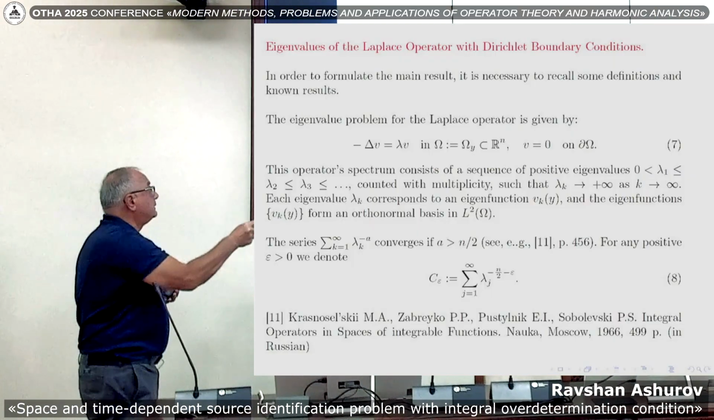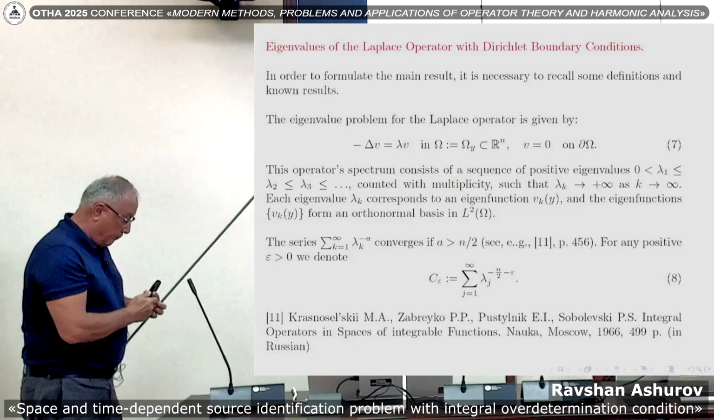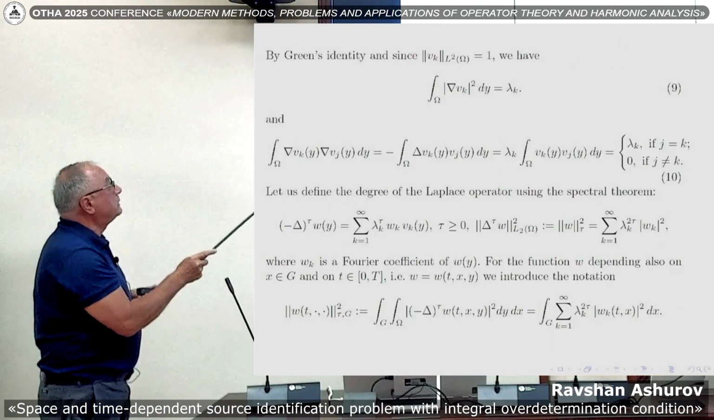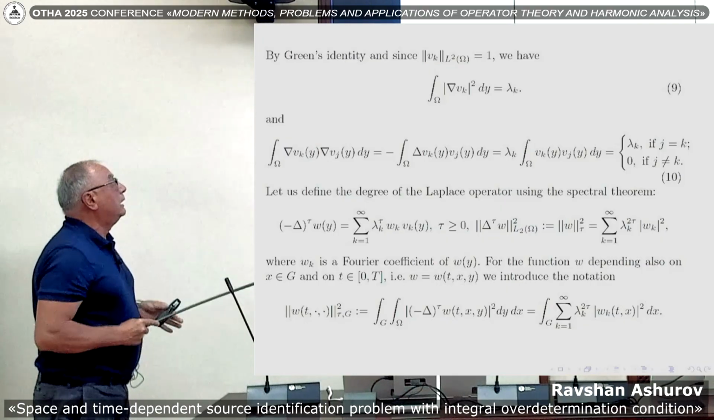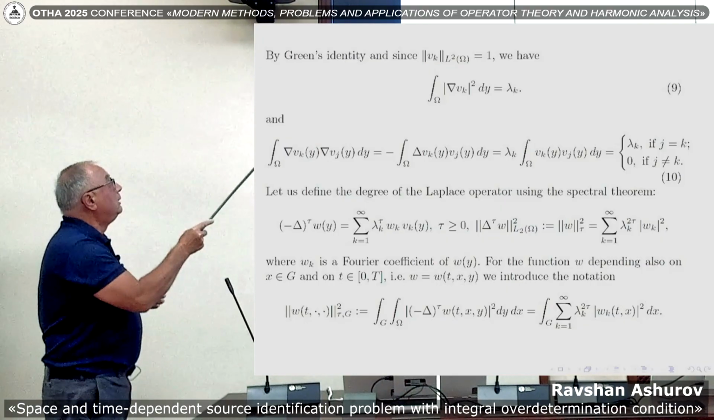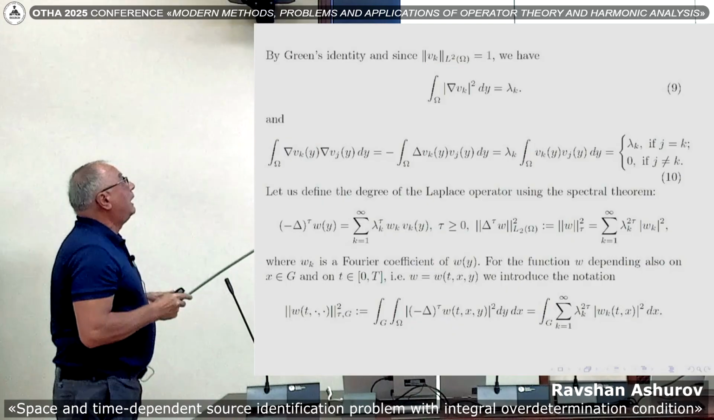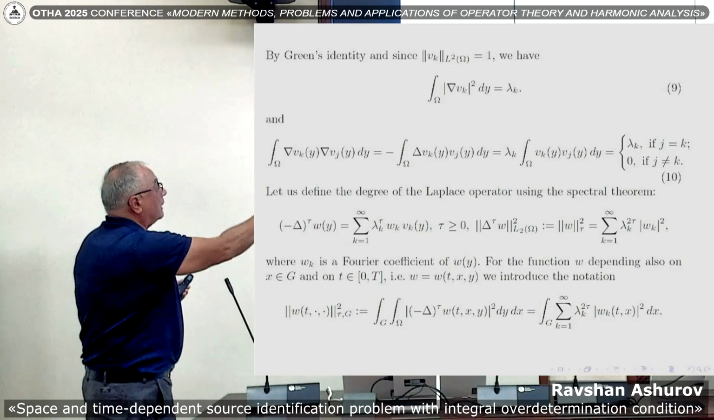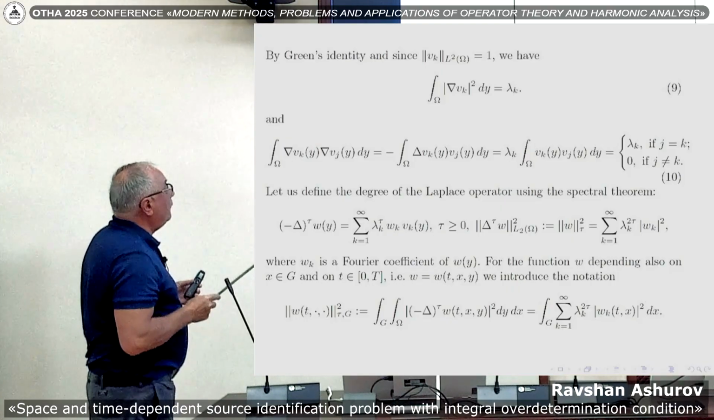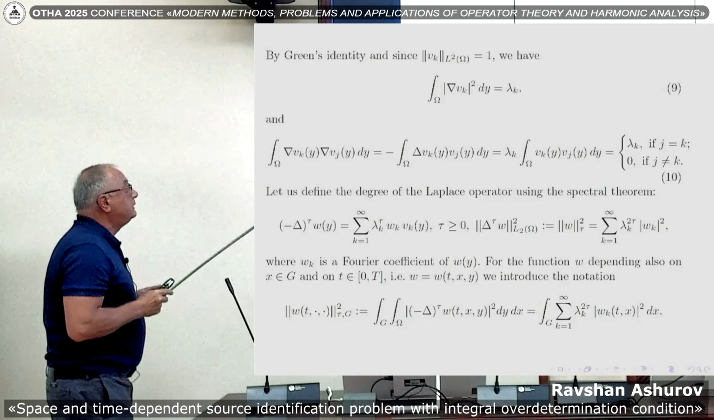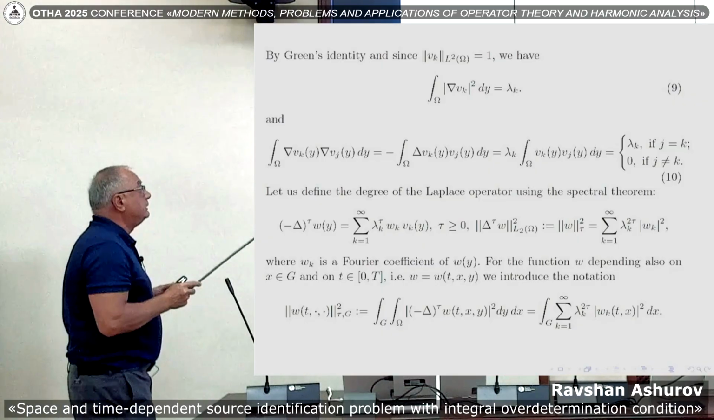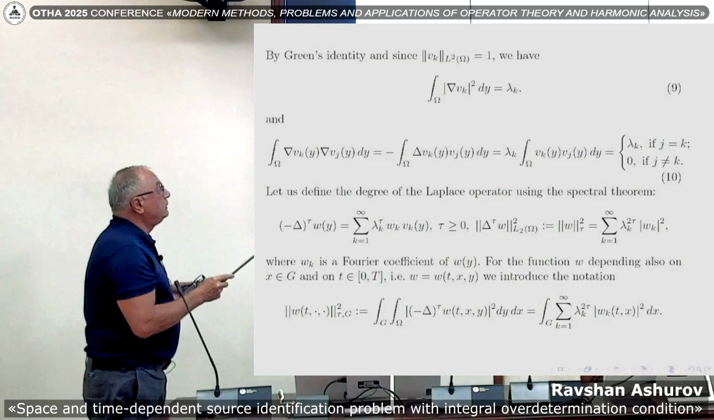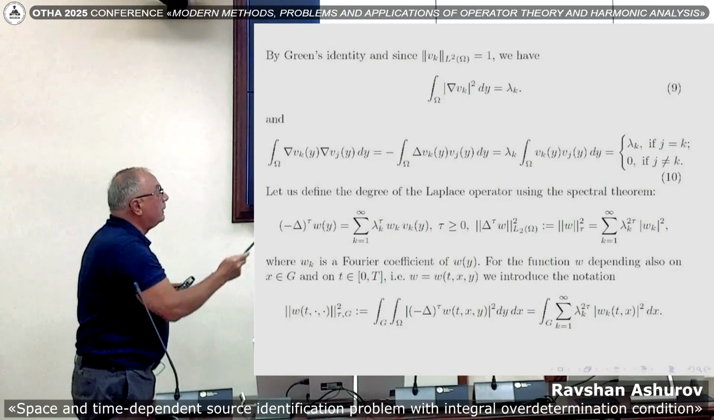The proof of this you can find in this book. Now, we also use this property 9. You just take eigenfunctions and then apply Green's identity, and you get 9. In general, this scalar product equals this. And we also define the degree of the Laplace operator by using the spectral theorem in this way. And in the domain of this operator, we introduce the norm as follows.